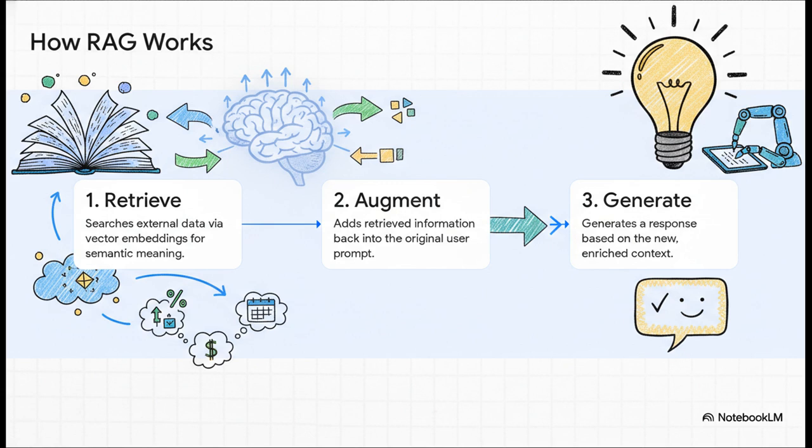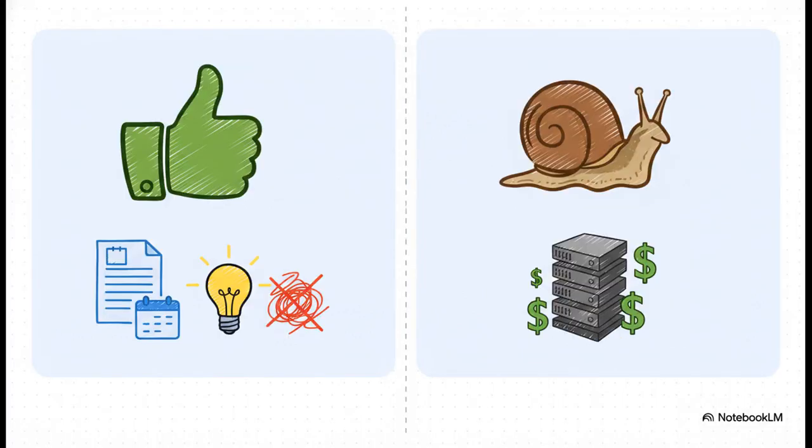Second, it augments your original question with all this great new info. And finally, it generates an answer that is way more accurate and way more informed. The upside here is massive. You get current, super specific answers, and you seriously cut down on the chances the AI just makes stuff up, what we call hallucinations.